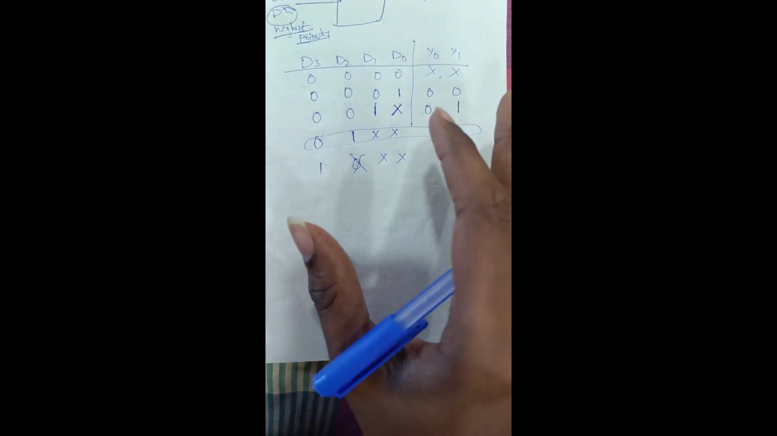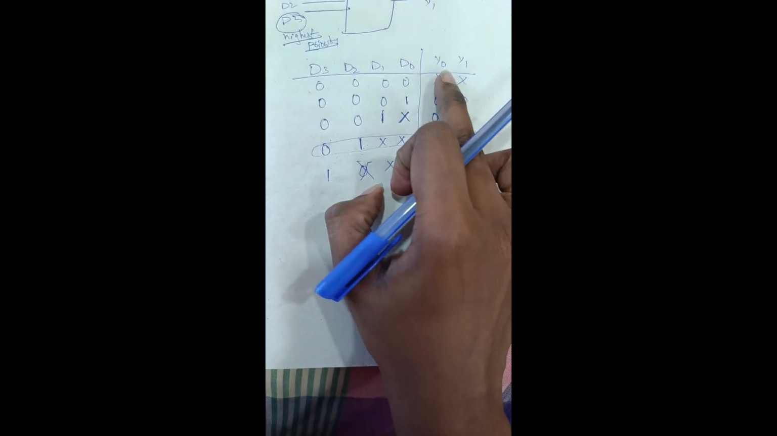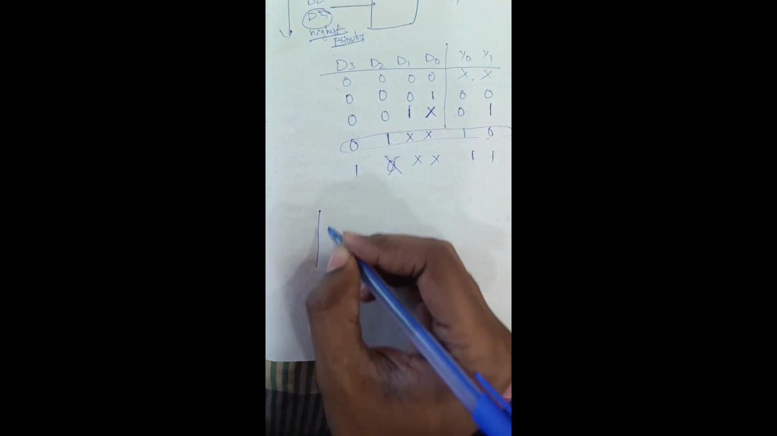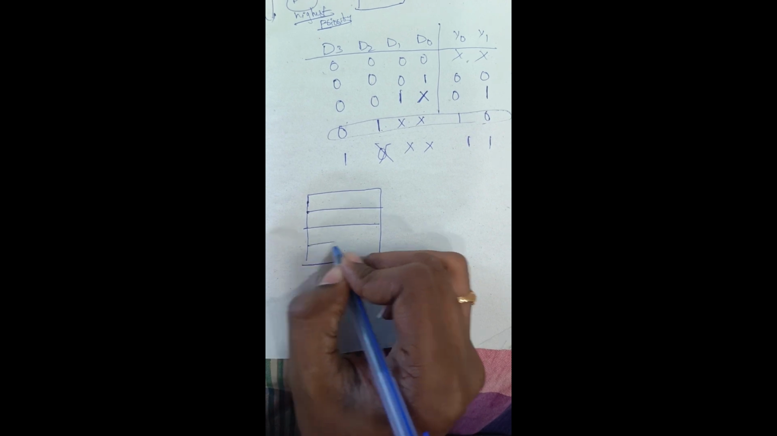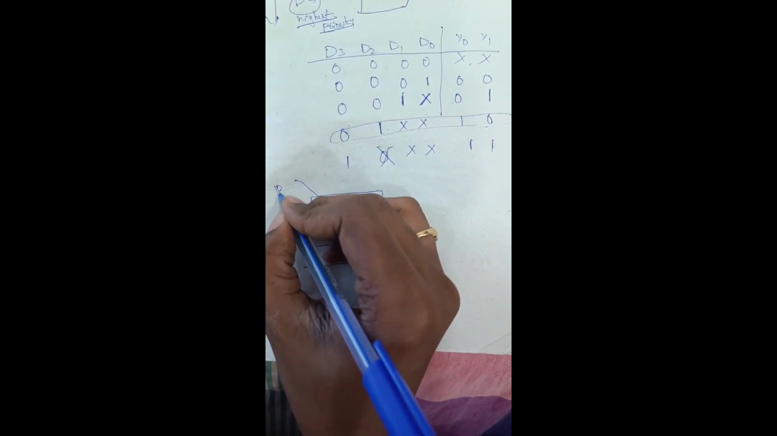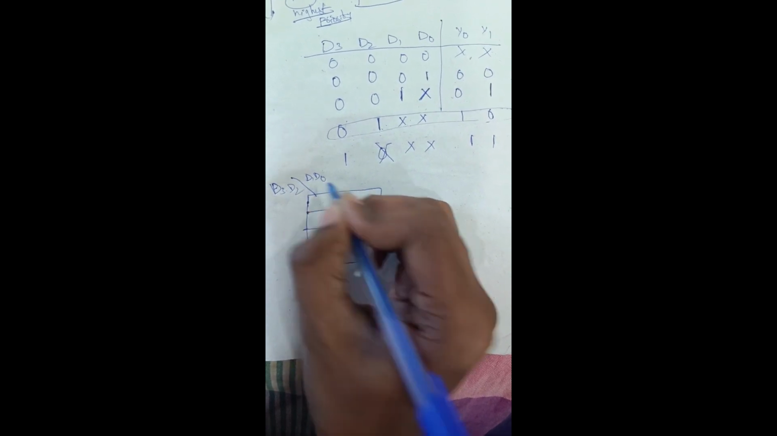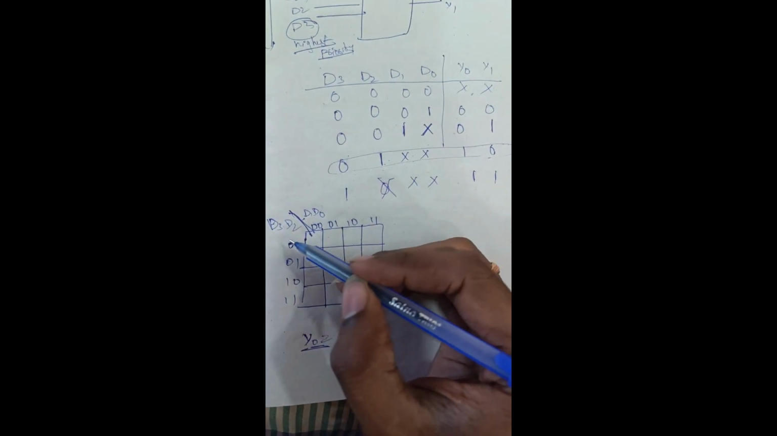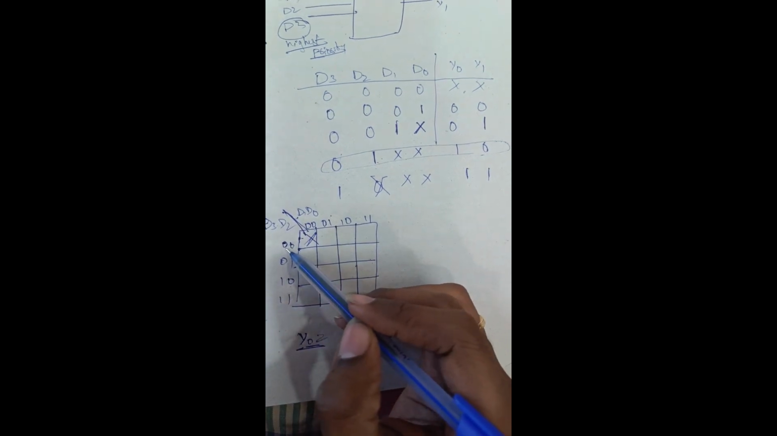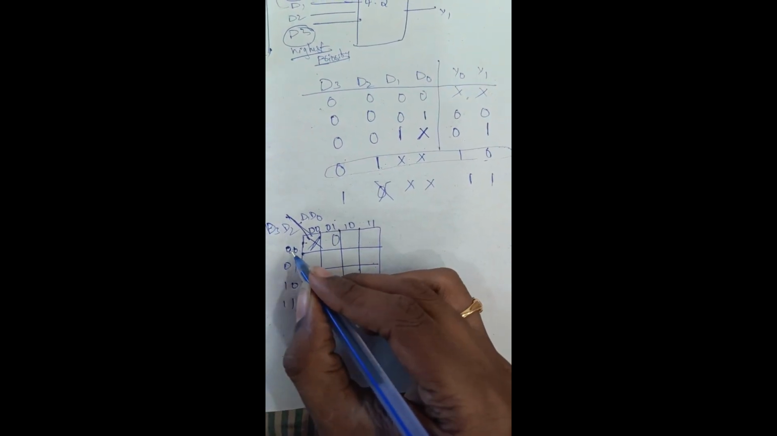Now let us construct the K-map to get the expressions of y0 and y1. So here we require a table. Here I will consider d3 and d2, and here we will consider d1 and d0. This is the K-map to get the expression for y0. If all the inputs are 0, 0 0 0 0, the output will be don't care, so x. Where we have 0 0 0 1, the output y0 will be 0. If you have 0 0 1 0, the x may be logic 0 or logic 1, so let us consider this one, and y0 will be 0.